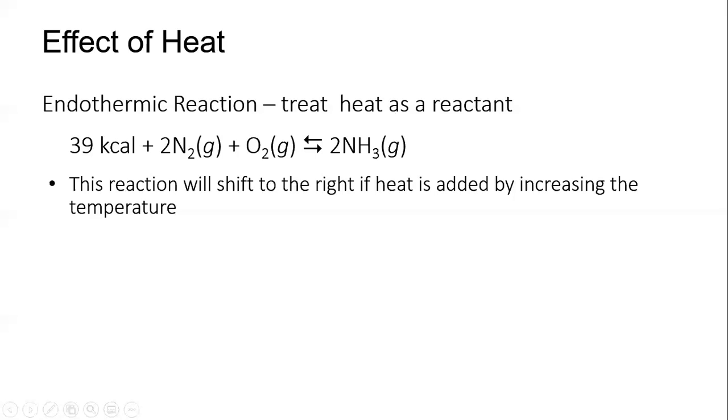Now, for an endothermic reaction, we treat heat as a reactant. So it's the opposite of exothermic. So you see here, heat is listed as a reactant. And again, we can increase the temperature and we can decrease temperature. So if we increase the temperature, that means we're adding more heat. If we're adding a reactant, it's going to shift to the right to make more product.